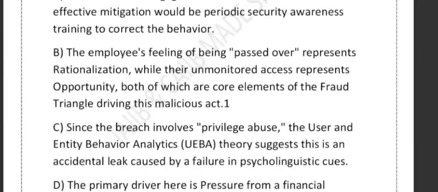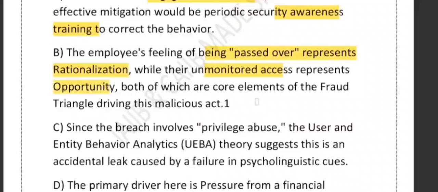Option A: there is a case of negligent insider threat, and the most effective mitigation would be periodic security awareness training to correct the behavior. So two things are given: negligent insider threat, and fix it with awareness training. Option B: the employee's feeling of being passed over means rationalization, and unmonitored access means opportunity, and these are the core elements of the fraud triangle.